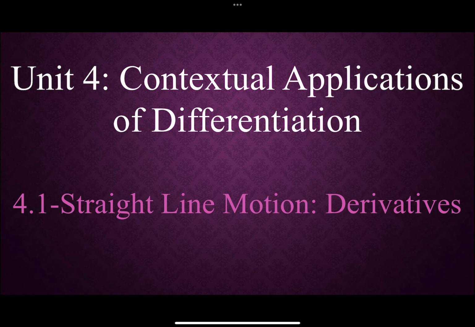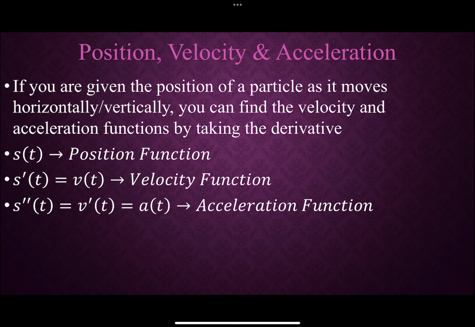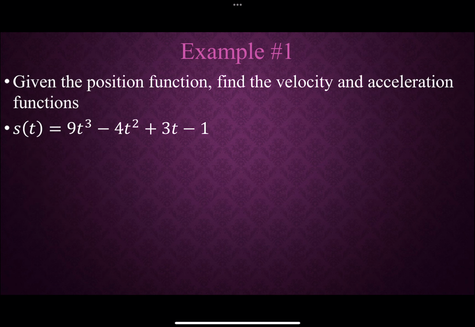So first up with this application, the idea of straight line motion with a derivative. This is the connection to physics. This is talking about position, velocity, and acceleration. Position is just your regular function, and then velocity is the derivative of position, and the acceleration is the derivative of velocity, which makes it the second derivative of position. So this particle is either going to move horizontally or vertically. We're not going to describe it as moving in both directions at once typically, but it would be a horizontal or vertical motion.